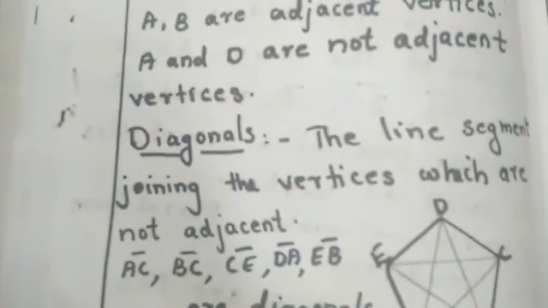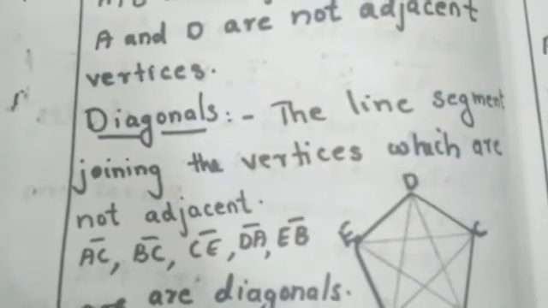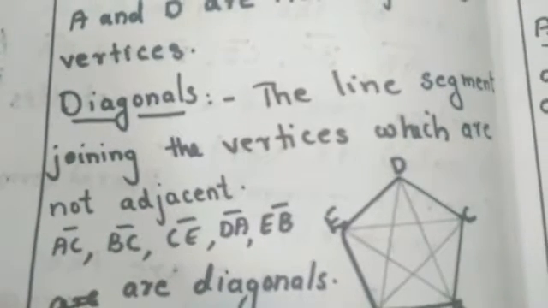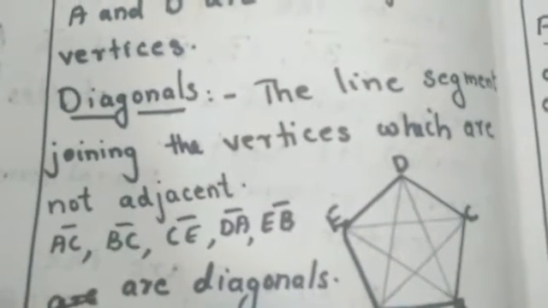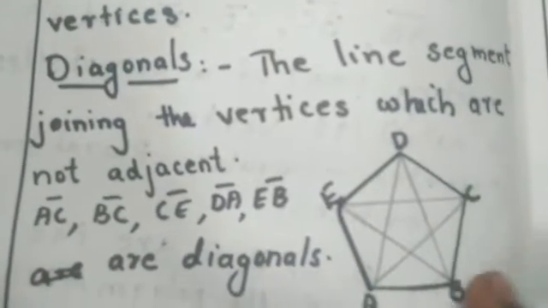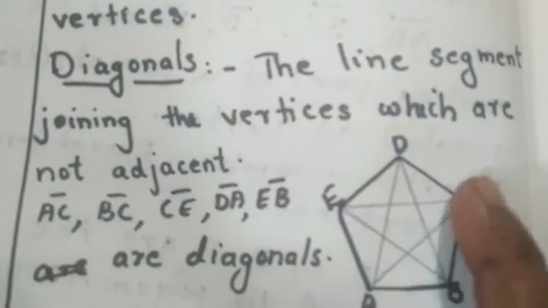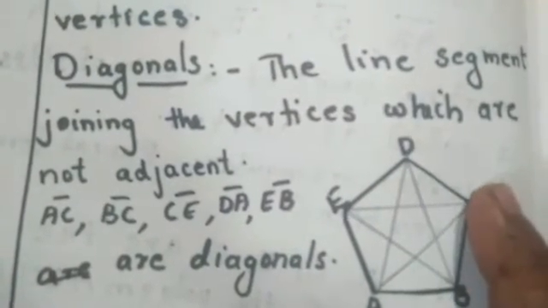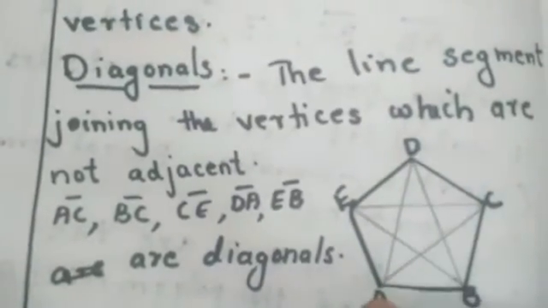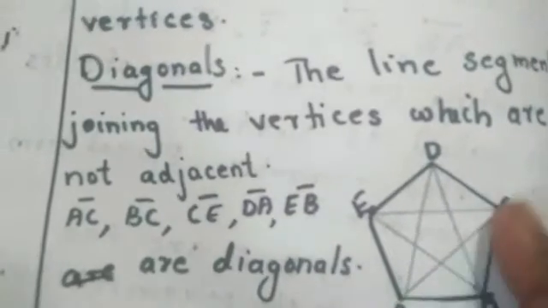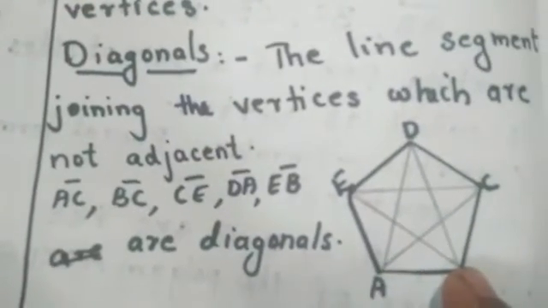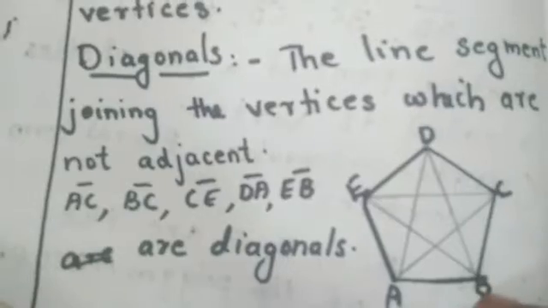Next, a diagonal means the line segment joining the vertices which are not adjacent. What is a diagonal? The line segment joining the vertices of the polygon which are not adjacent. Here you can see AB and BC are adjacent sides. Here A and C are not adjacent vertices. But A and B are adjacent, and B and C are adjacent.